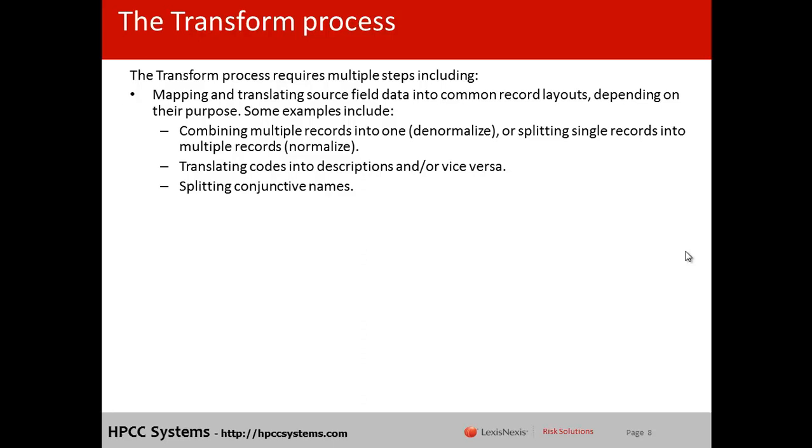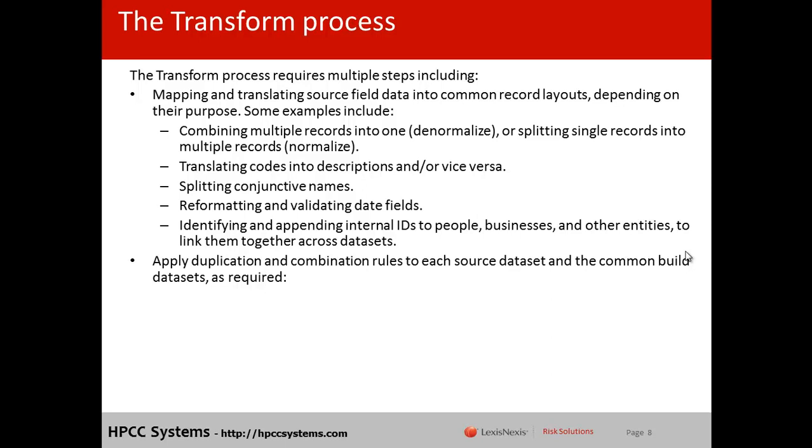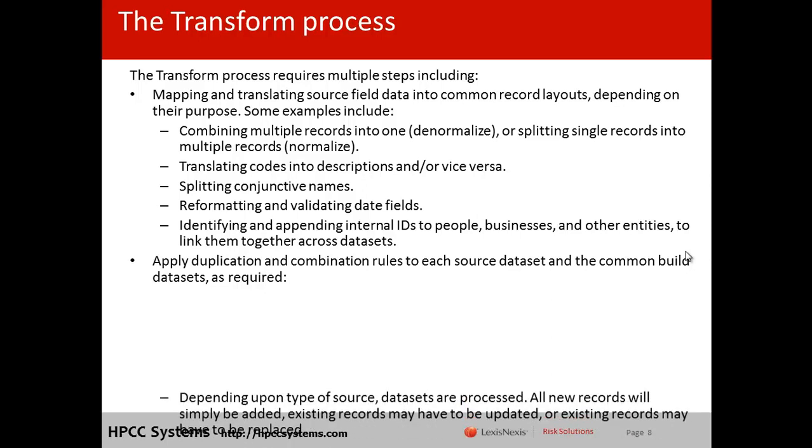Translating codes into descriptions and/or vice versa, making numeric or cryptic codes more readable to the customer, and the splitting of conjunctive names. Also, reformatting and validating date fields to a consistent format is important. We also identify and append internal IDs to people, businesses, and other entities to link them together across varying data sets. Another reason for transformation is to apply deduplication and combination rules to each source data set and the common build data sets as needed.